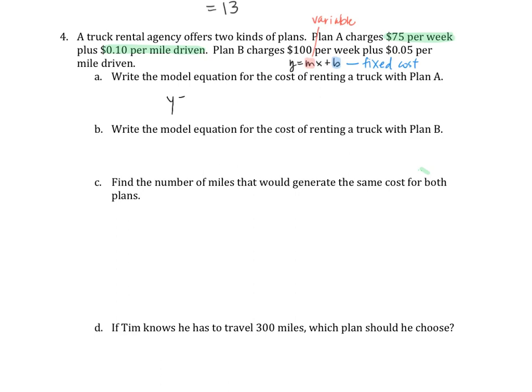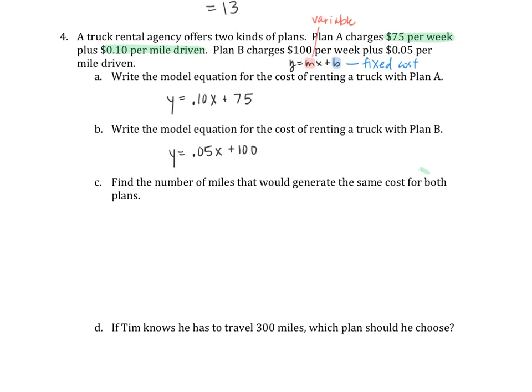So we have y equals, the total cost for the week, will be 10 cents a mile plus $75. So the 10 cents is the variable cost, and the $75 is a fixed cost. And again, this is for the 1 week rental. Part B is to write the model equation for the cost of renting a truck with Plan B. This one has a fixed cost of $100 for the week and a variable cost of 5 cents per mile. So we'll have 5 cents per mile plus the $100 fixed fee.